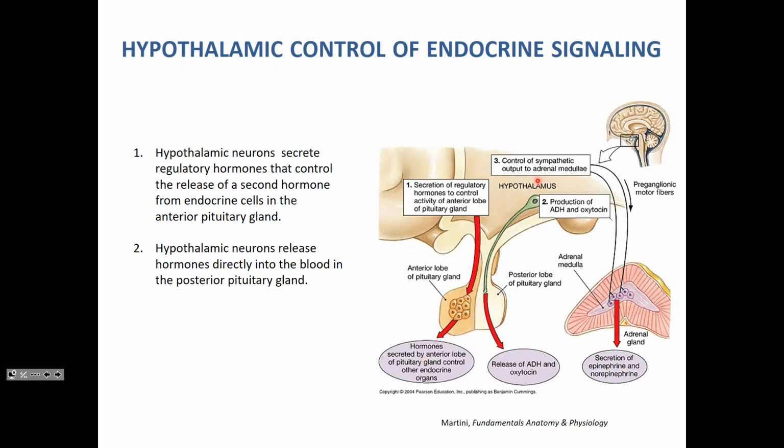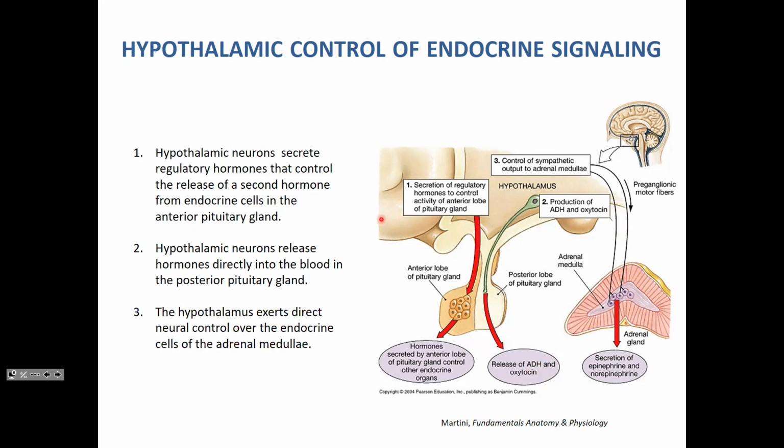Second, there are neurons in the hypothalamus which extend their axons down into the posterior pituitary. So this is neuronal, and they're going to release different hormones directly into the peripheral circulation. These hormones are oxytocin, and ADH, which stands for antidiuretic hormone, which is also called vasopressin.